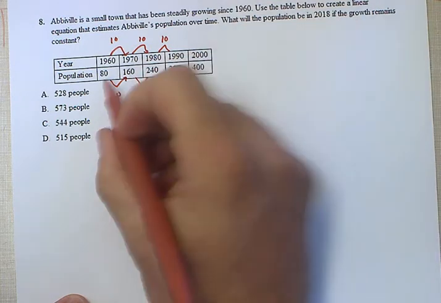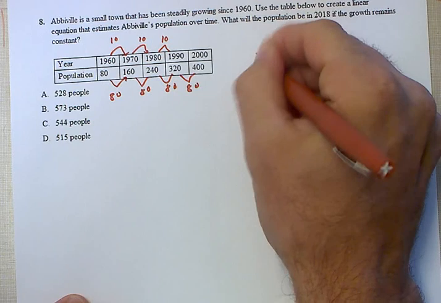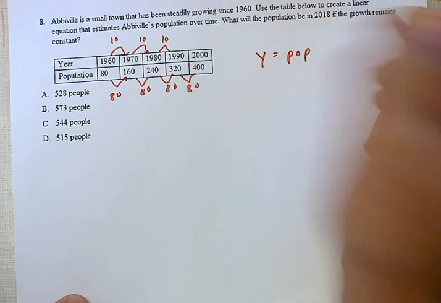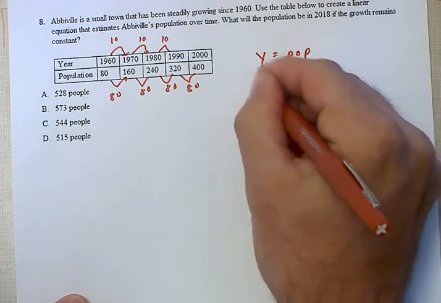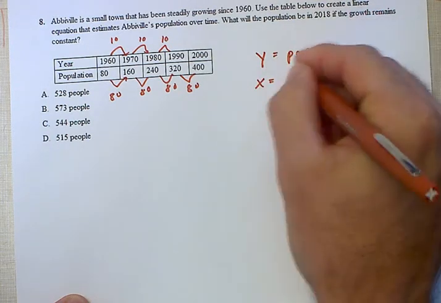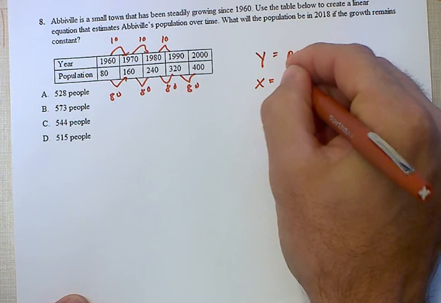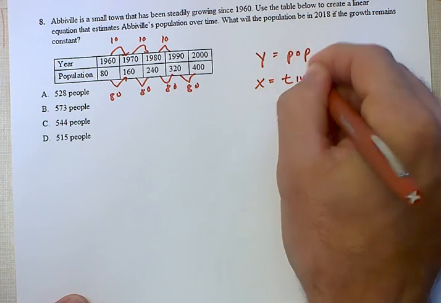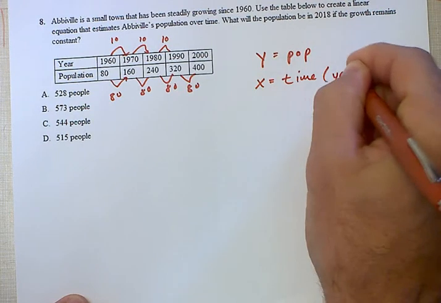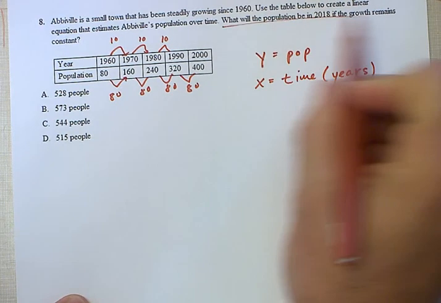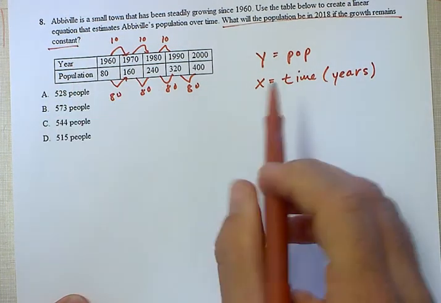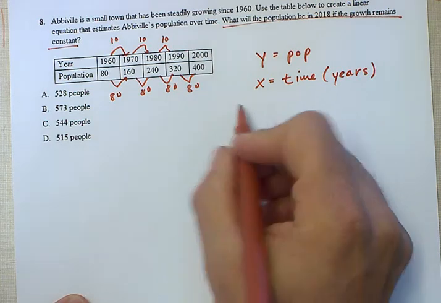and let's make population my y, because that's the total amount, and then make the years x, because that's what's changing basically, that's the time. This is my time, or years. Okay, and they're asking, what will the population be in 2018? Well, I know for every 10 years, it's changing.